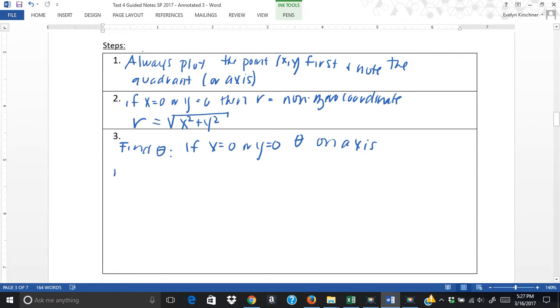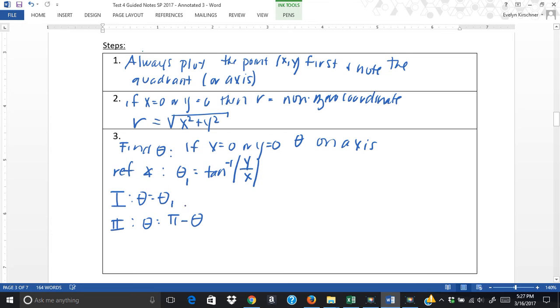Otherwise, my reference angle, theta, is going to be tan inverse of the absolute value of y over x. And then, depending on the quadrant, if it's in the first quadrant, theta just equals theta. If it's in the second quadrant, theta equals pi minus that. I'll call this theta 1.